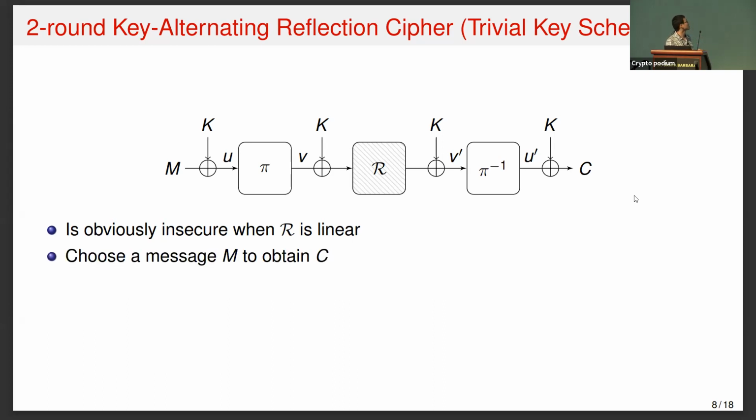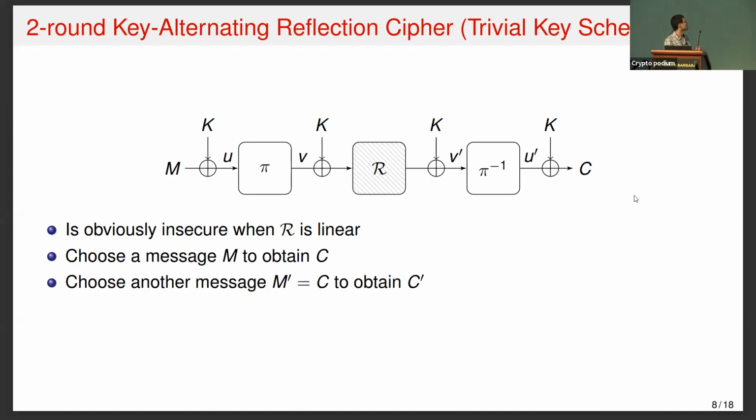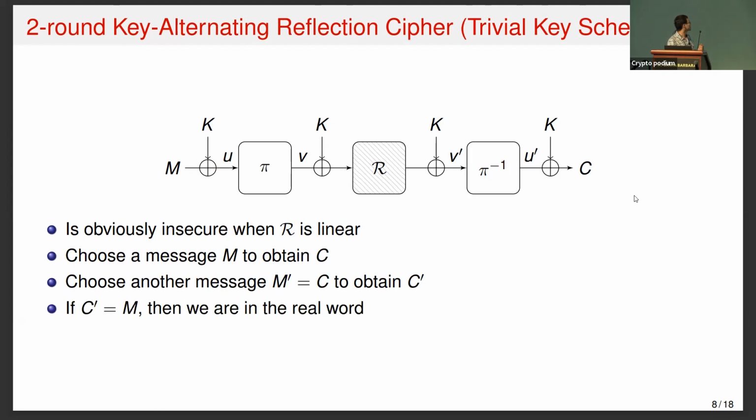Since then, we can just choose a message M to obtain the corresponding ciphertext, and then choose another message equal to this ciphertext to obtain C. We can see this new ciphertext is actually equal to the previous message, since the involution is linear. Then of course we can immediately distinguish the real world from random.